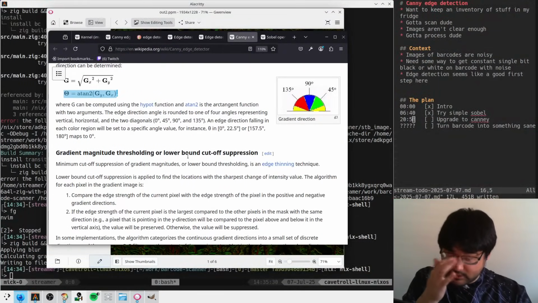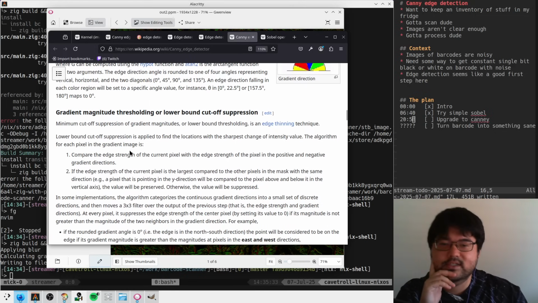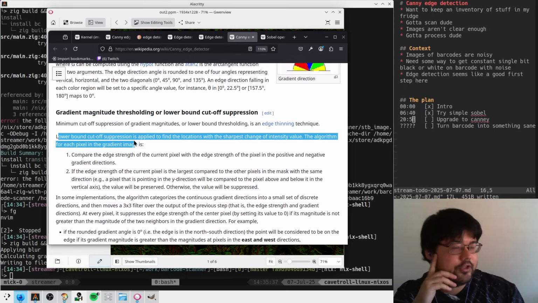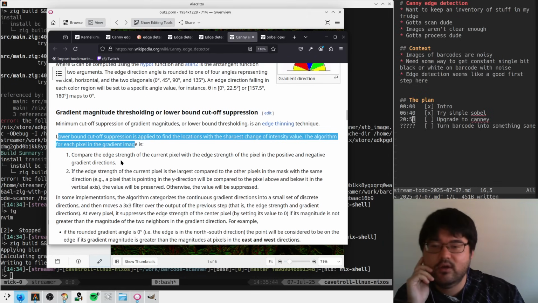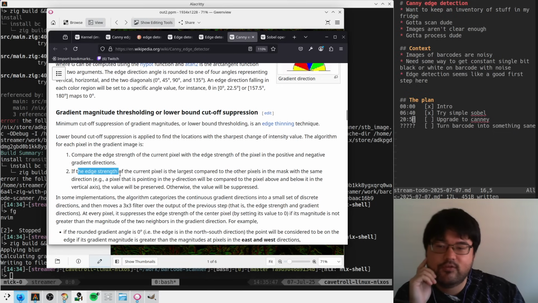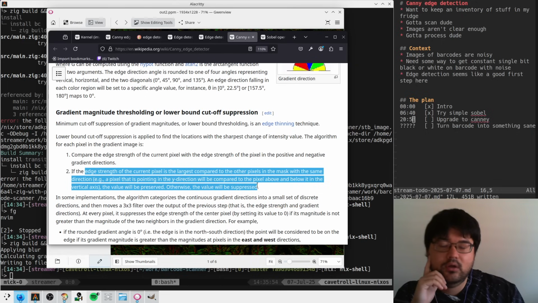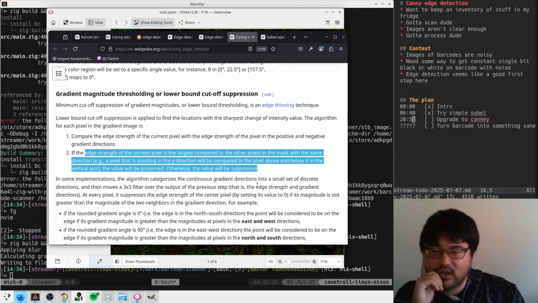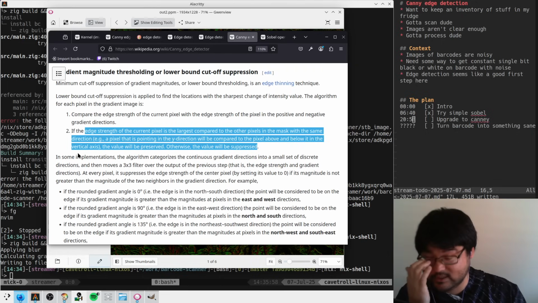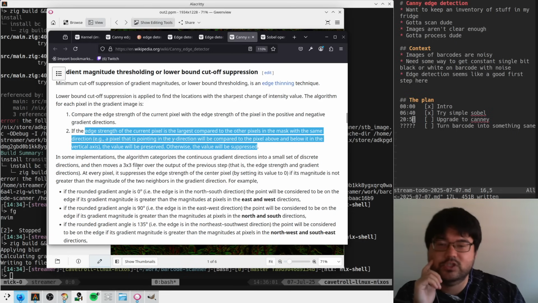Okay, so here I think what they're saying is, look along the direction of the gradient. Sample a pixel, you know, up and to the right, down to the left, whatever. And if our edge strength is smaller than one of those, then we discard it. Now, what I don't really know is how far is it normal to look here? Do we just look at the adjacent ones?